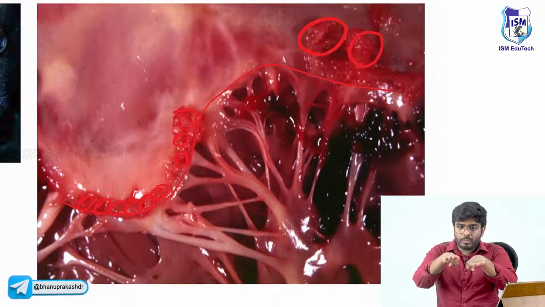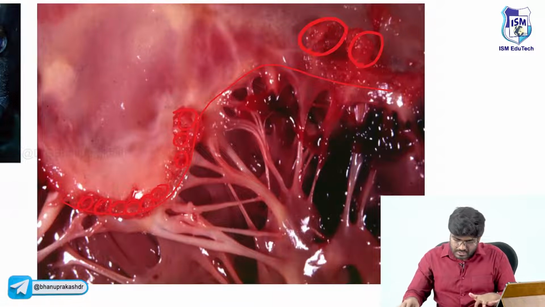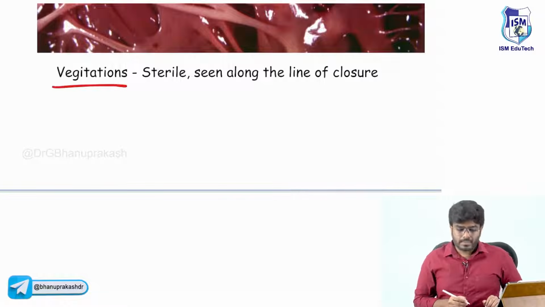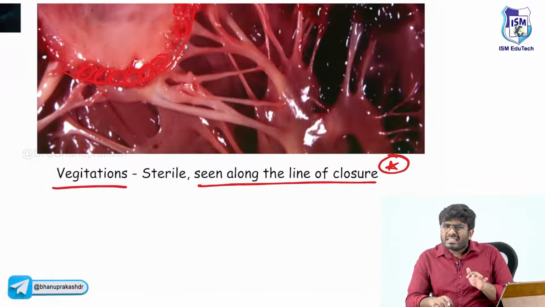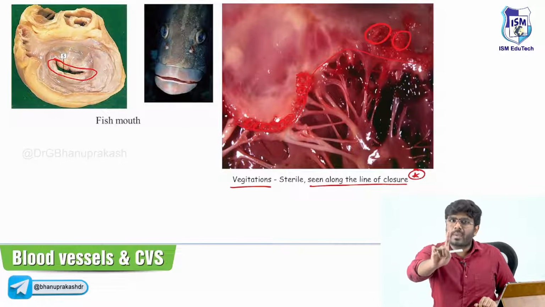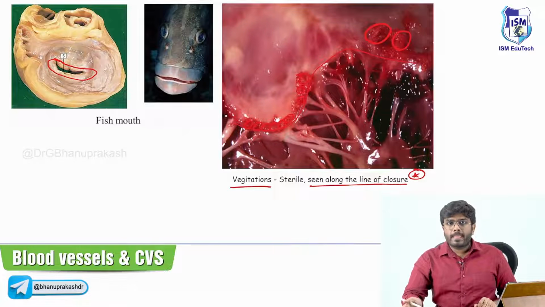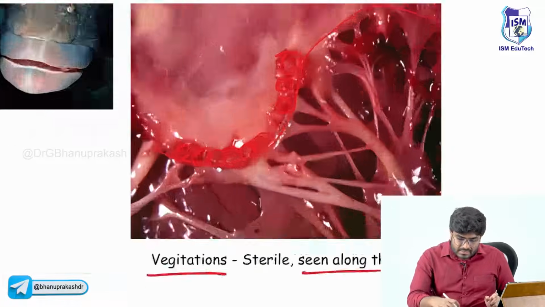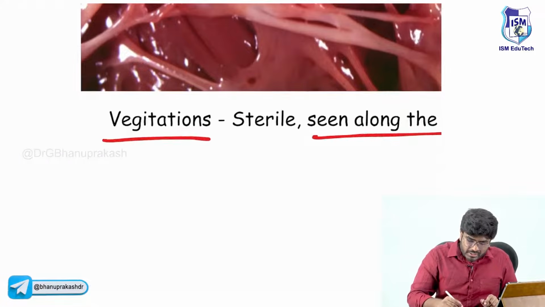For example, imagine these are the two mitral valve leaflets. Wherever they close, these areas are getting damaged because of the inflammation. Along the line of closure, you will see these vegetations, MCQ. My question to you: in this rheumatic heart disease, the heart is getting affected. Is it because of the bacteria? No, the heart is not getting affected because of the bacteria. The heart is getting affected because of the antibodies. The antibodies are attacking the heart, not the bacteria. So these vegetations are nothing but platelet accumulations. They are sterile in nature. There is no bacteria.